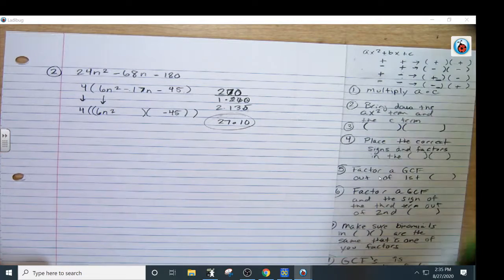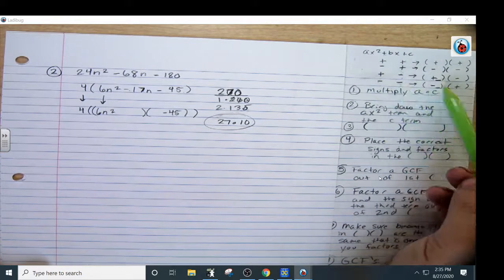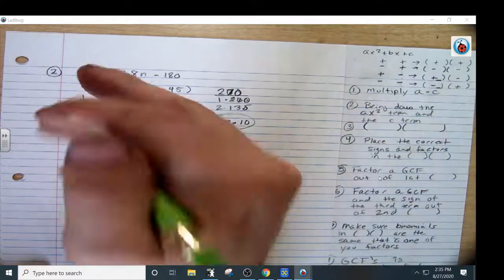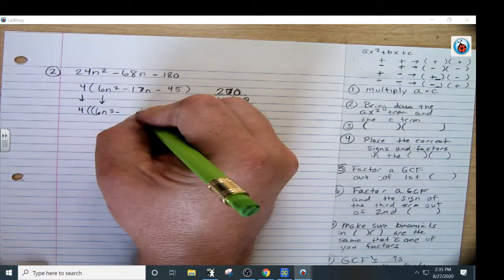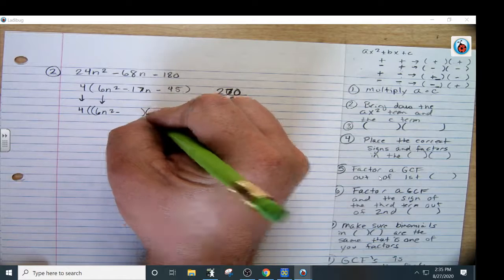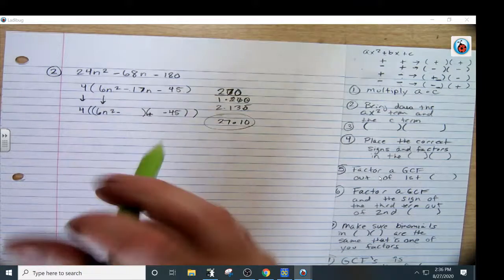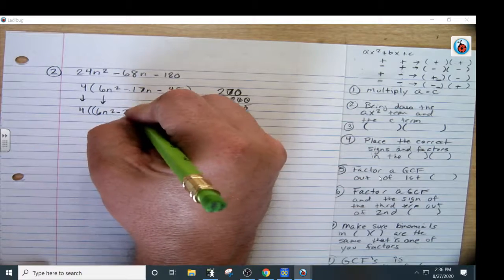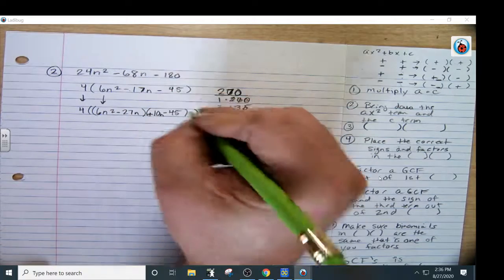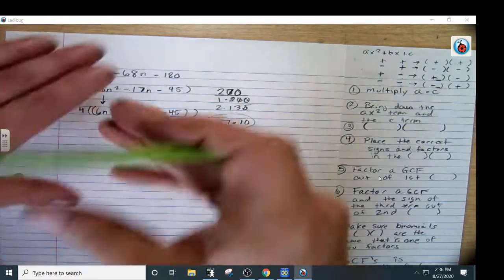If you got a minus minus, it's going to be minus plus, right? So it's going to be minus plus. What number is going to have to go here? 27 with the variable. All right, kind of run out of room. Let me make this a little bit bigger.